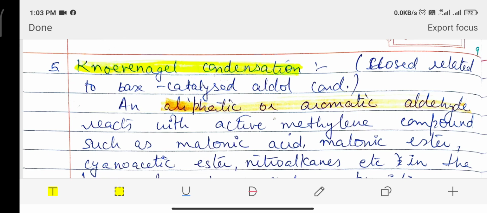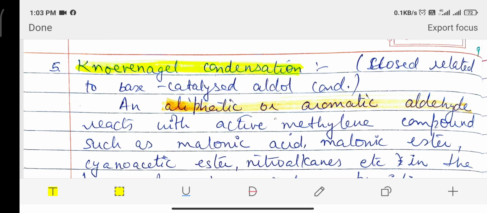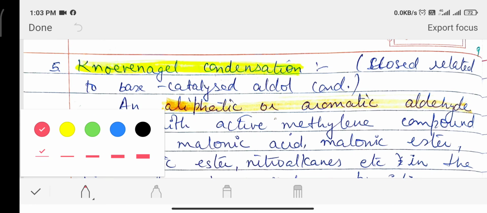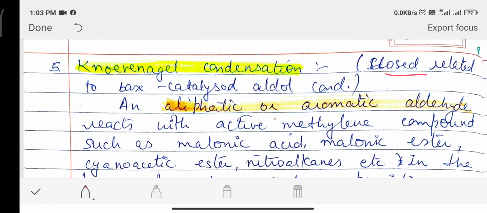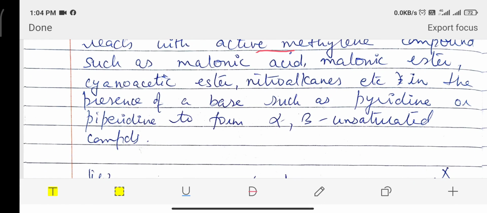It is closely related to the base catalyzed aldol condensation mechanism, which we have already done. In this, an aliphatic or aromatic aldehyde reacts with an active methylene compound such as malonic acid, malonic ester, cyanoacetic ester, nitroalkanes, etc. in the presence of a base such as pyridine or piperidine to form alpha beta unsaturated compounds.